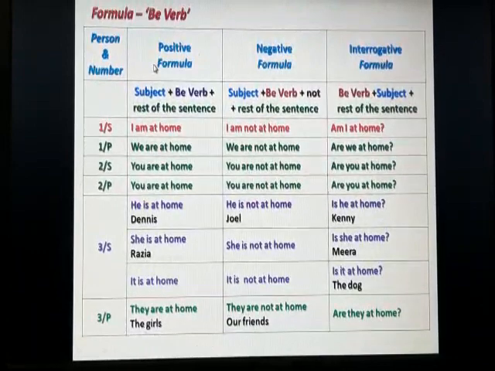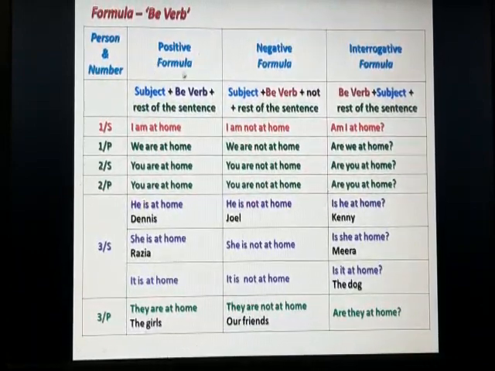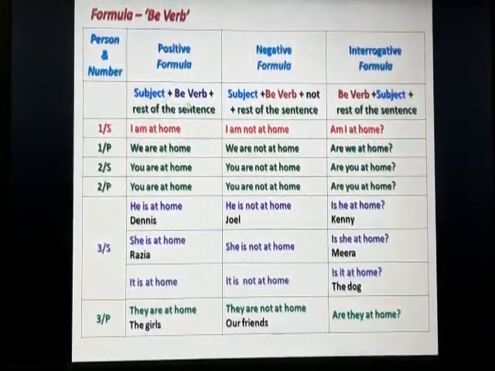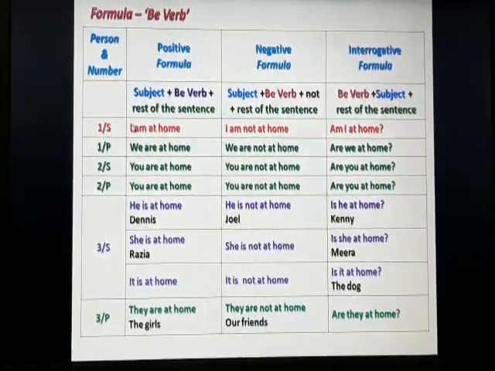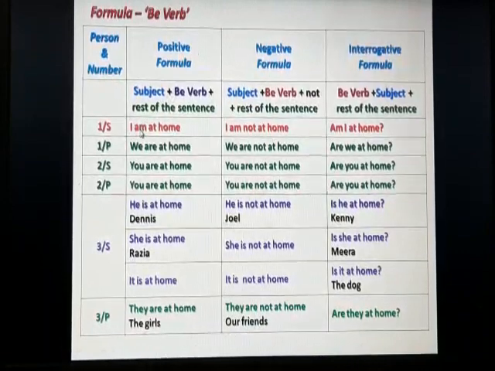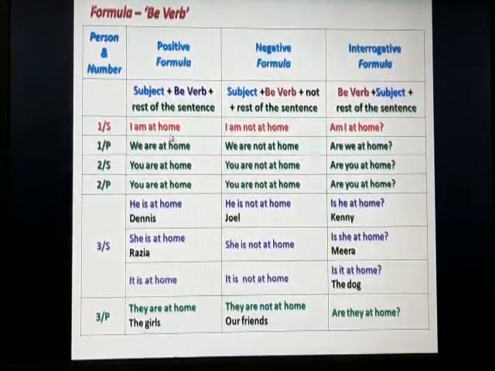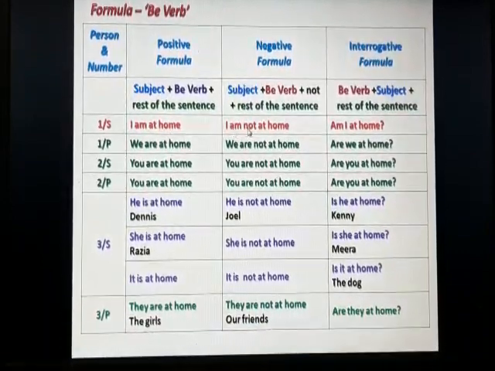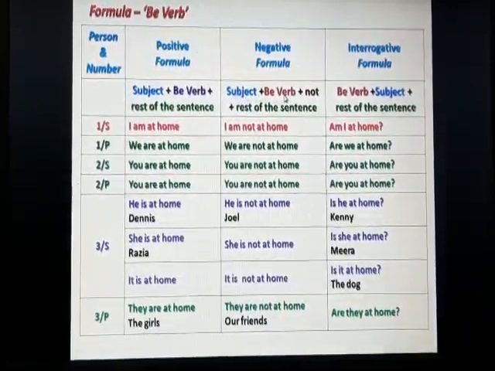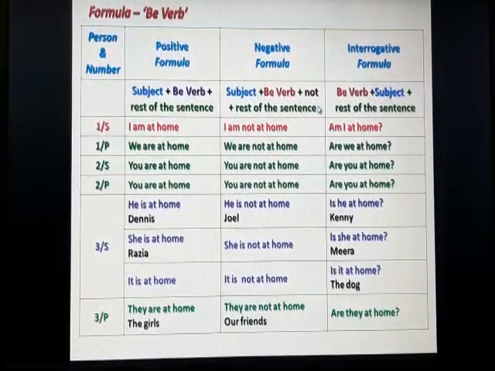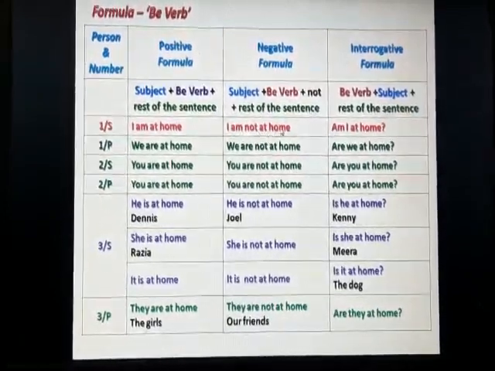Now in the positive sentence, the formula would be subject plus be verb plus rest of the sentence. So in the first person singular, I is the subject, am is the be verb, at home is rest of the sentence. In the negative, we simply add a not, and the formula is subject plus be verb plus not plus the rest of the sentence. So I am not at home.